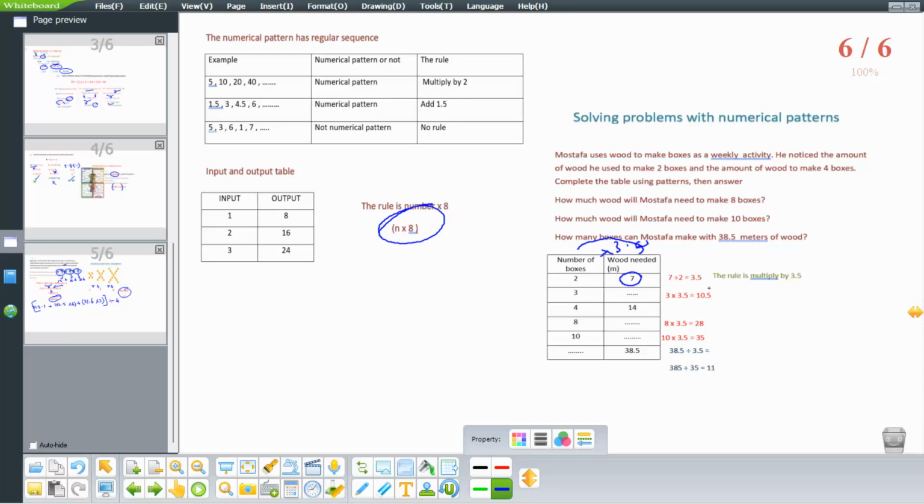So 3 times 3.5, it will be 10.5. And 8 times 3.5, it will be 28. And 10 times 3.5, it will be 35. And here we need to divide 38.5 by 3.5, it will be 11.